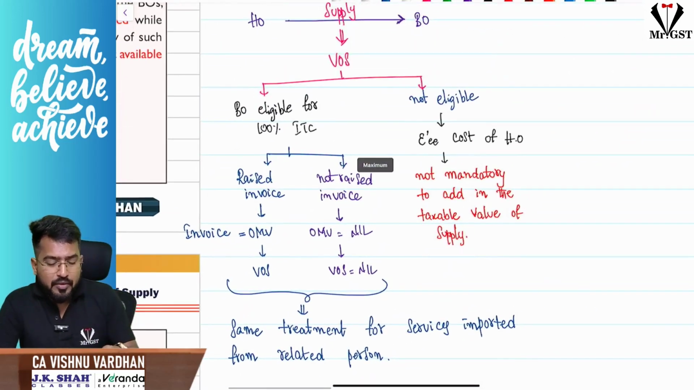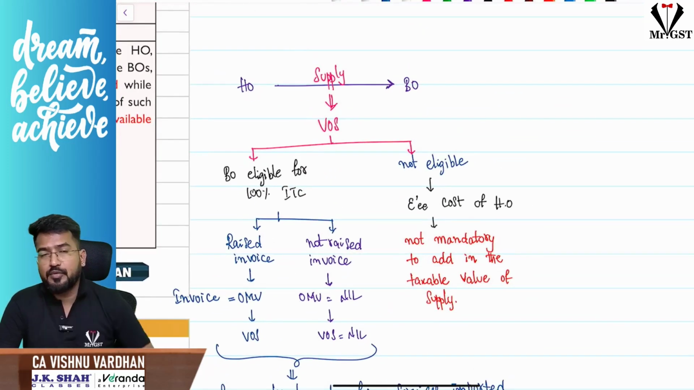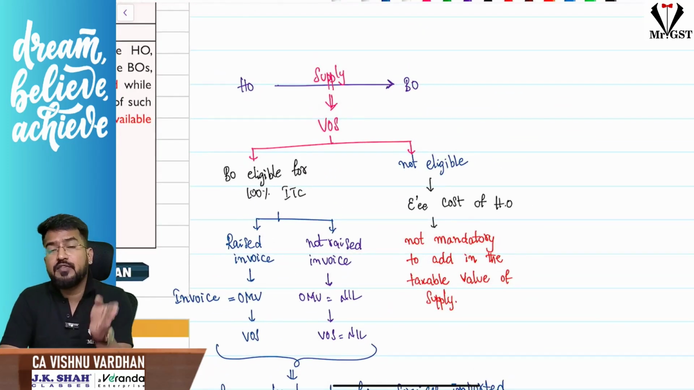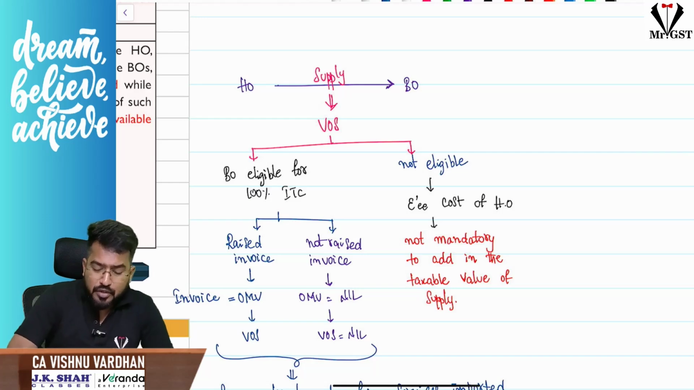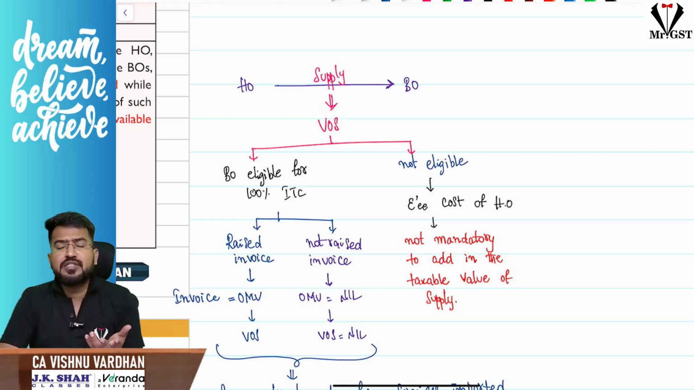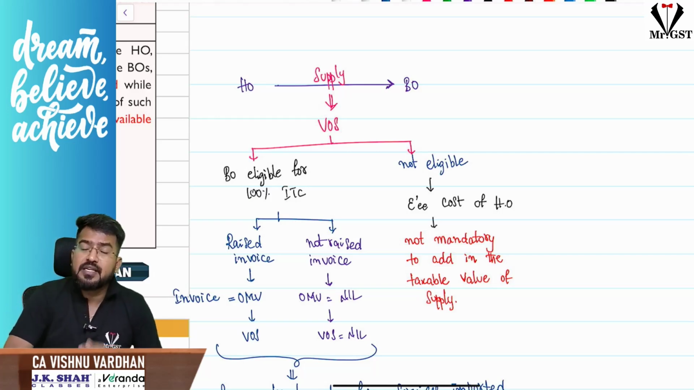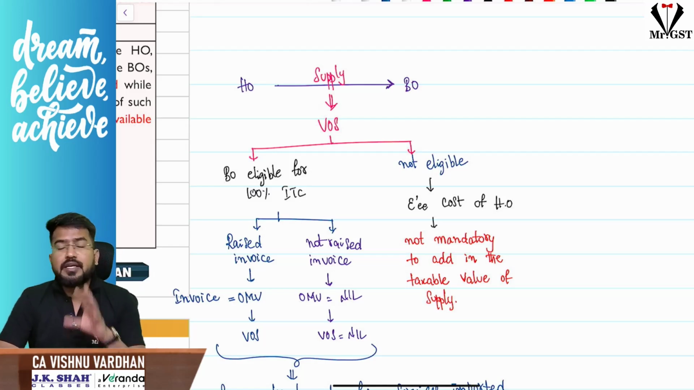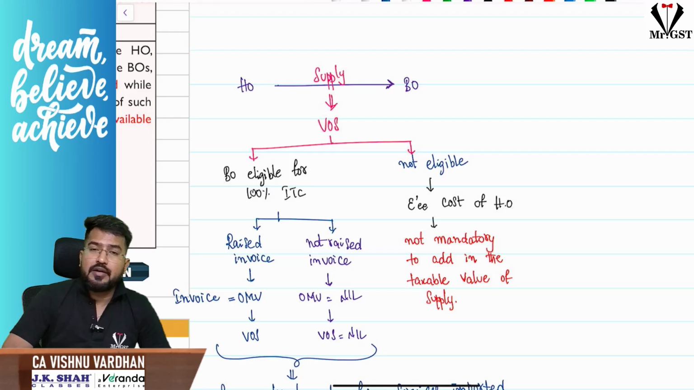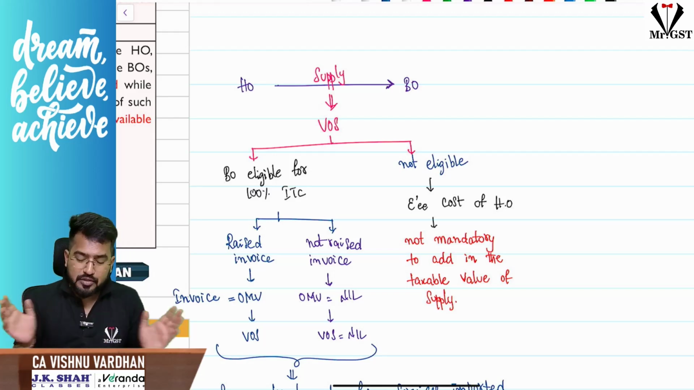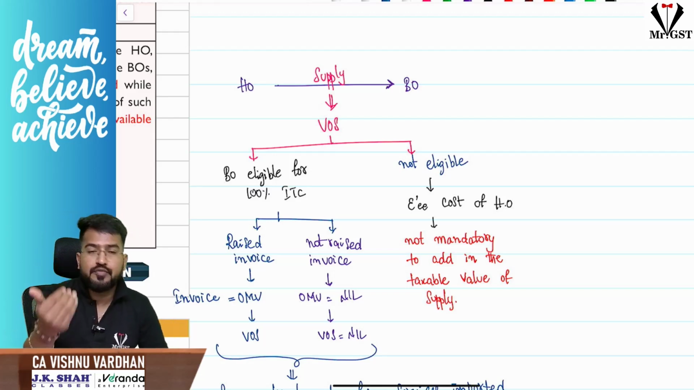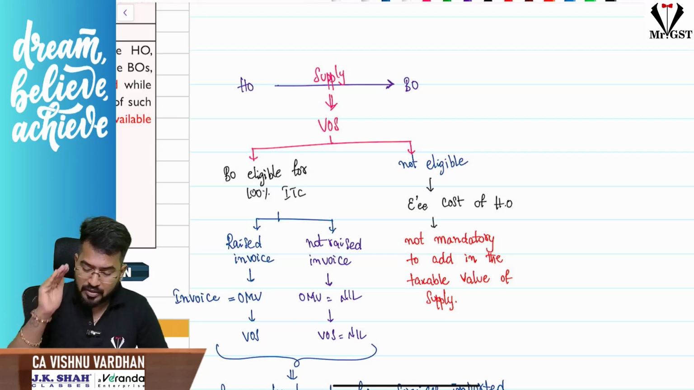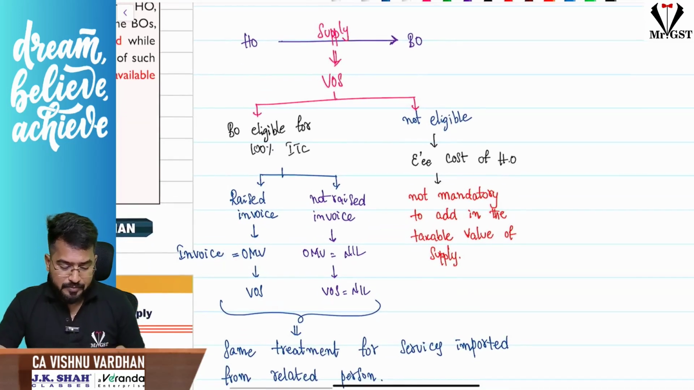Now, sir, head office is providing supply to branch office, and what is the value of supply if the branch office is not eligible for ITC? If the branch office is not eligible for ITC, yes, raise the invoice, but please understand, adding the employee cost in the invoice is not required. Adding the employee cost in the invoice given by head office to branch office is not required. If you are not adding the cost of employees of head office also, it is absolutely fine. So that is the concept.